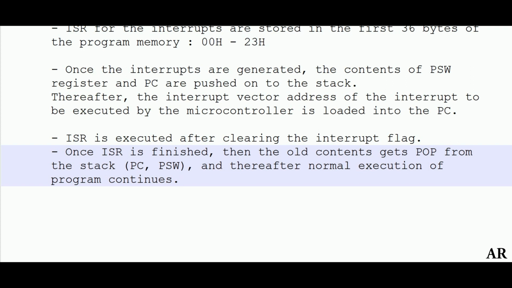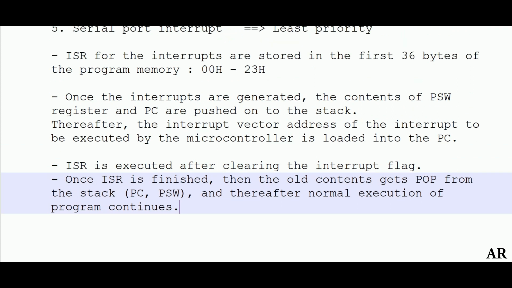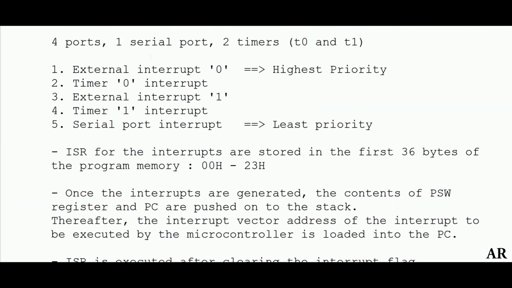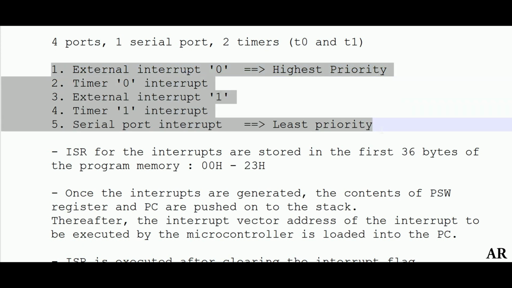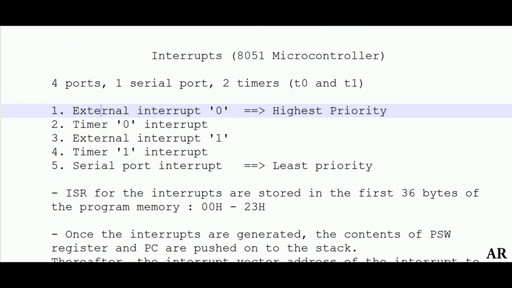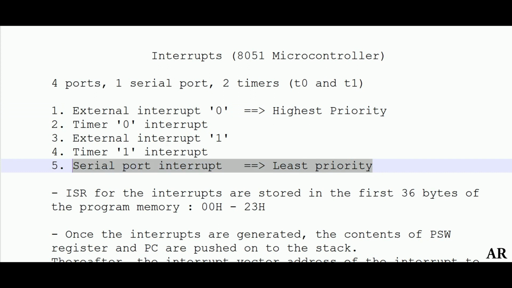It's the similar pattern which we have seen in your 8085 and 8086, so nothing new here. Nothing much difficult to understand. The only point to be remembered here is that the 36 bytes of program memory is used to hold the interrupt service routines, and these are the 5 interrupts which are there for your 8051 microcontroller. Apart from that, the highest priority is allotted to external interrupt 0, and the least priority is your serial port interrupt, whereas the remaining ones are intermediate priorities. Now, this default priority can be changed with the help of a register called the interrupt priority register. So let us understand that.